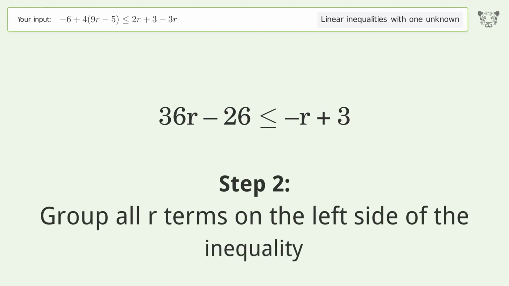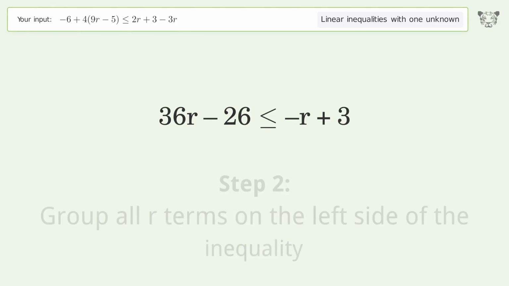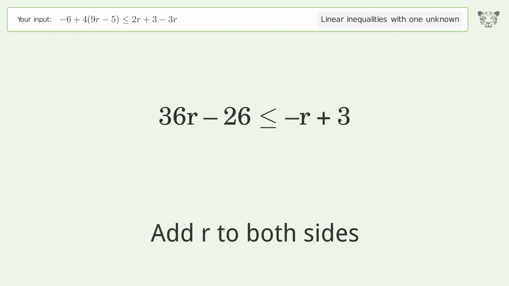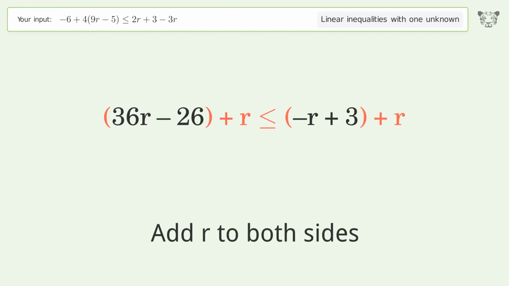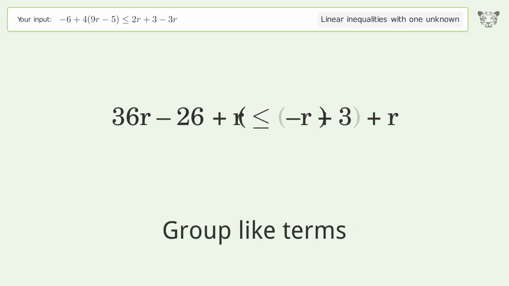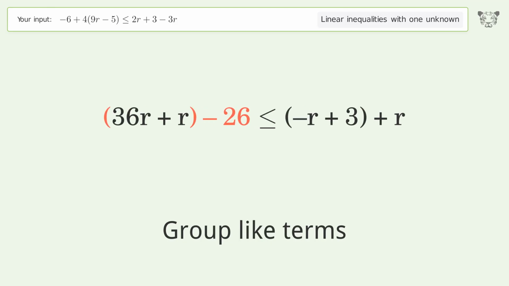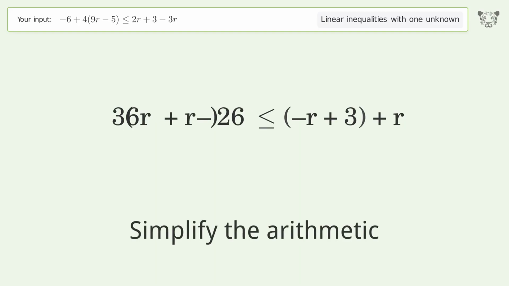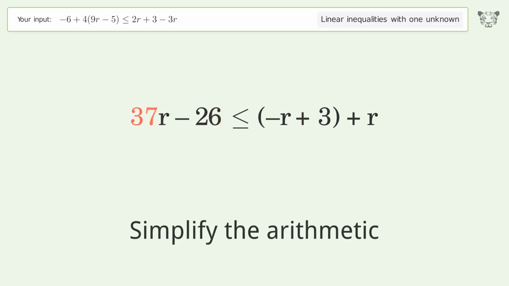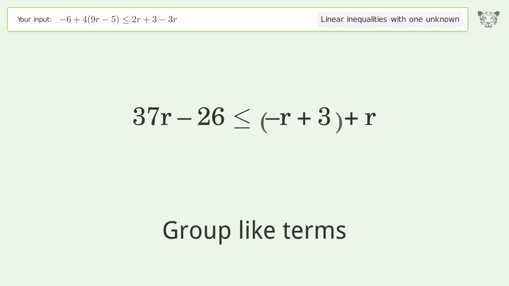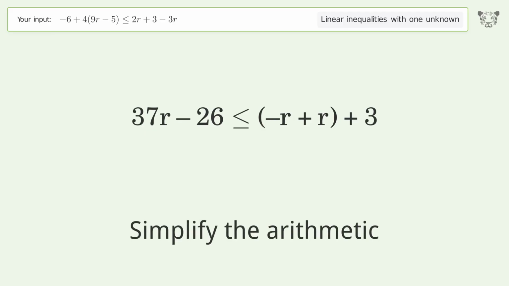Group all r terms on the left side of the inequality. Add r to both sides. Group like terms. Simplify the arithmetic. Group like terms. Simplify the arithmetic.